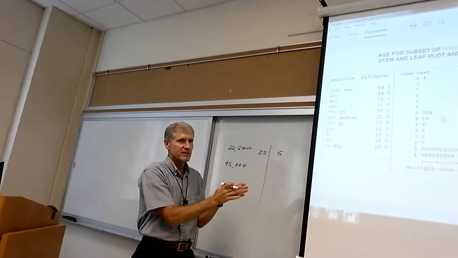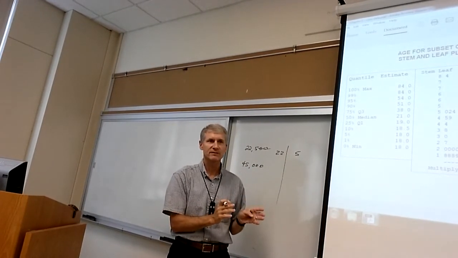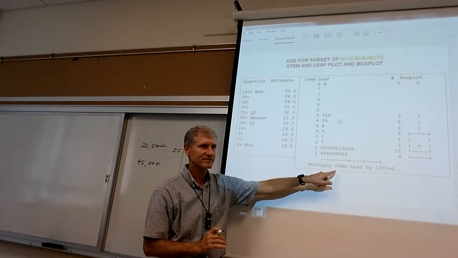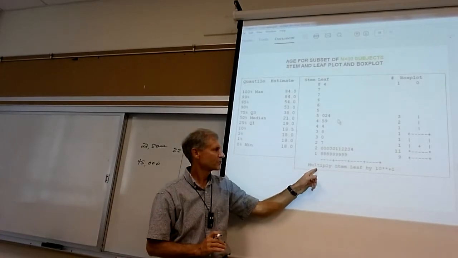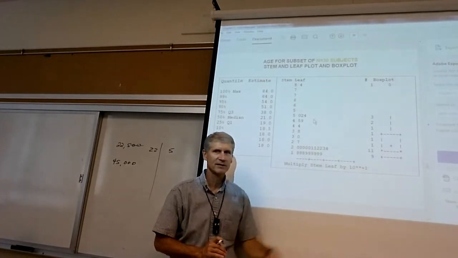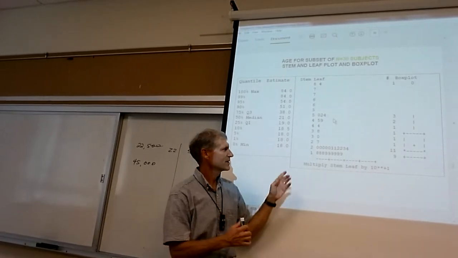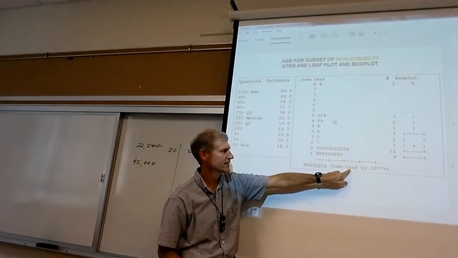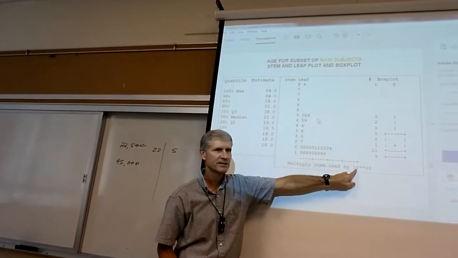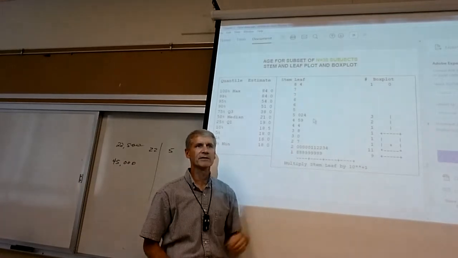So they stress it in the book, and I'll stress it now. You need to put a key on there so people can figure out what the numbers mean. And in this book, they do a better key than what the software did. Interpret this for me. Multiply stem dot leaf by 10 asterisk asterisk plus 1. What is that saying? Well, it means take the stem, a decimal point, and a leaf, so 2.7, multiply it by 10 to the first power. So take 2.7, multiply by 10, you get 27.